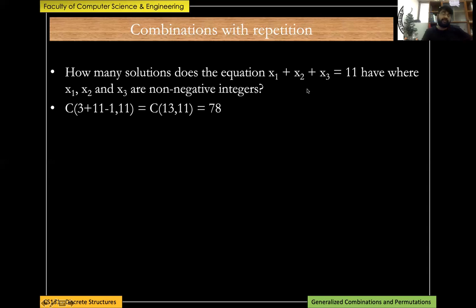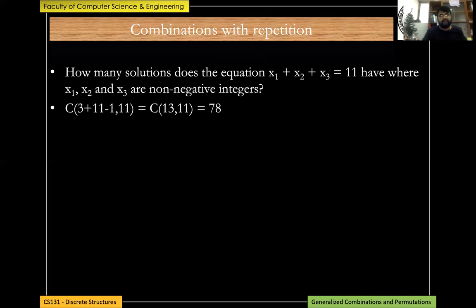If x1 plus x2 plus x3 is equal to 4, for example, then it is basically 3 plus 4 minus 1, so 3 plus 3, 6. C(6, 4) is basically equal to 6 times 5 divided by 2. So it's 15 different options. And you can verify it on this particular equation.